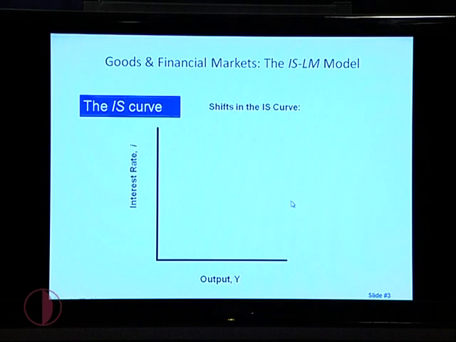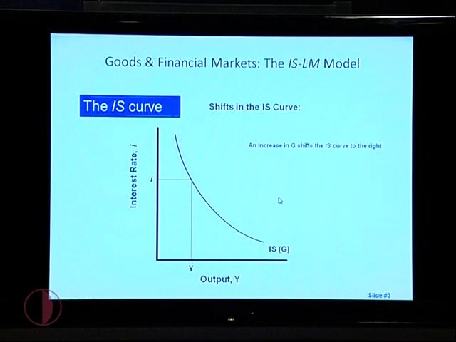Shift in the IS curve. An increase in G, that is government spending, shifts the IS curve to the right, where G prime is greater than G.